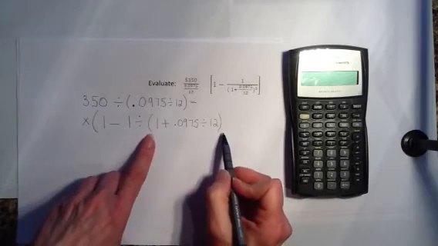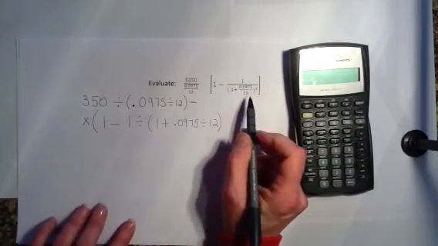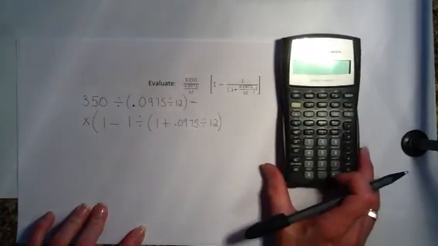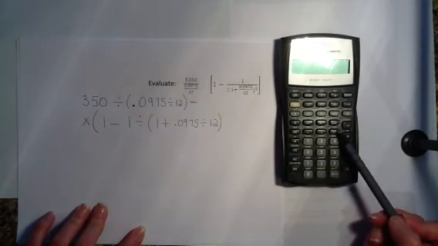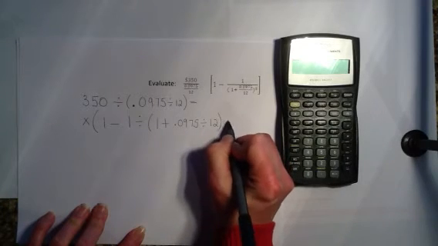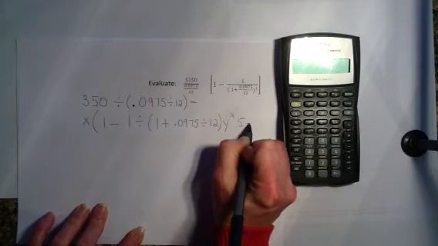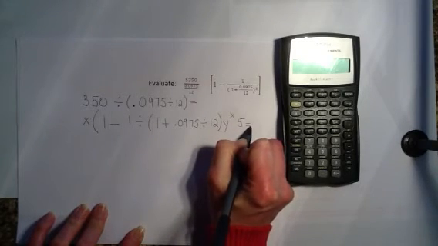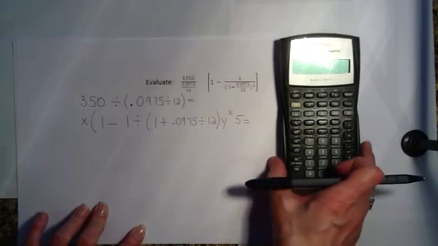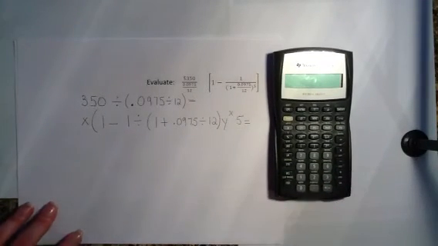But here you'll notice, if you look at the question, we want this bracket raised to the 5th power. So we're going to have to use our y to the x key, which is telling the calculator that we need to invoke the exponent. So we're going to raise that bracket to the 5th power and then press the equal sign so that we get that big number calculated.